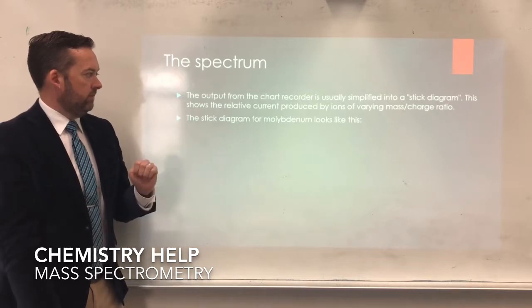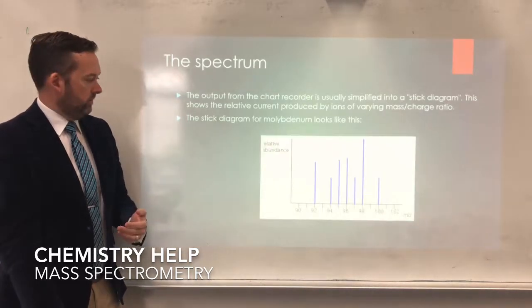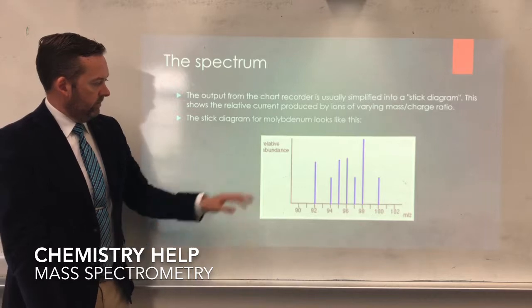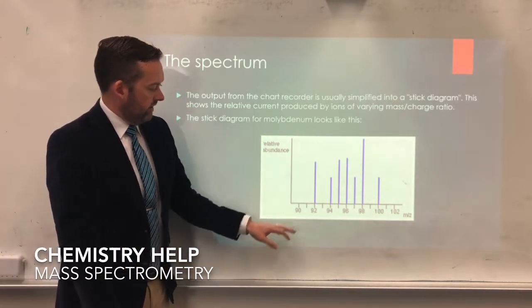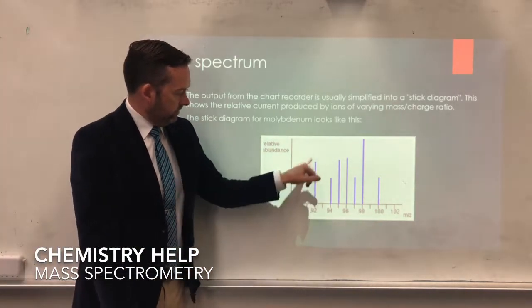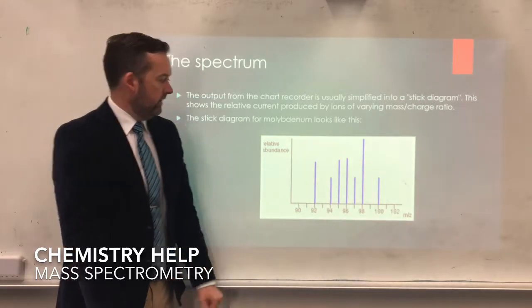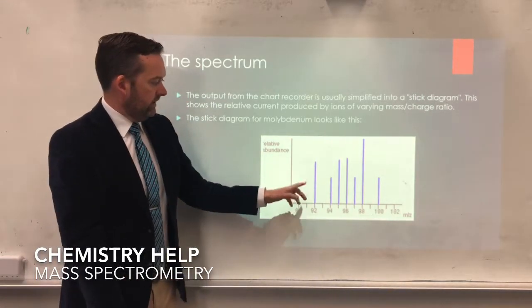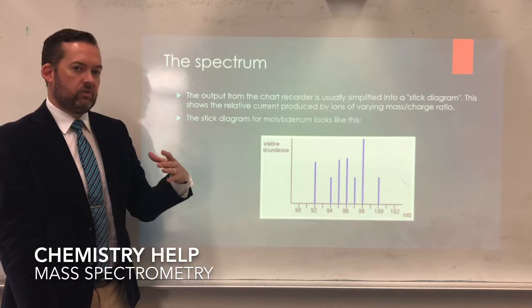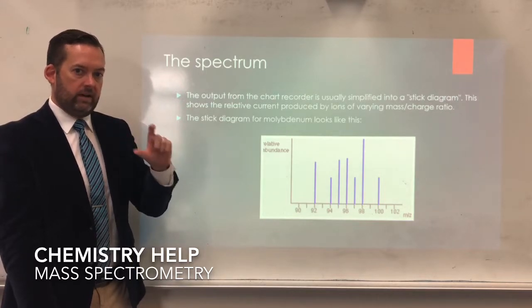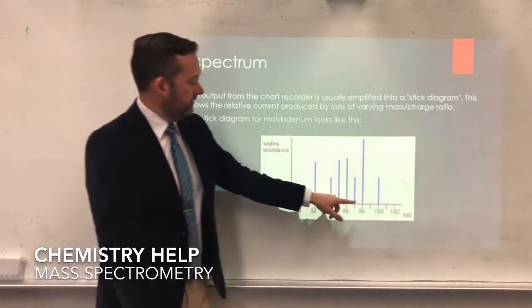And for a sample of molybdenum that's put through a mass spectrometer, we might get something like this. We often get relative abundance on this side, and mass charge ratio along the bottom, and we get these sticks. All right. Now these show us clearly the abundance of each one. Remember, the more ions, the higher the current.